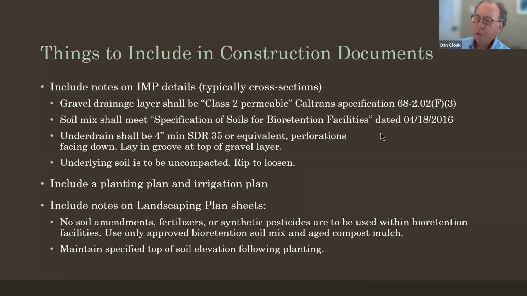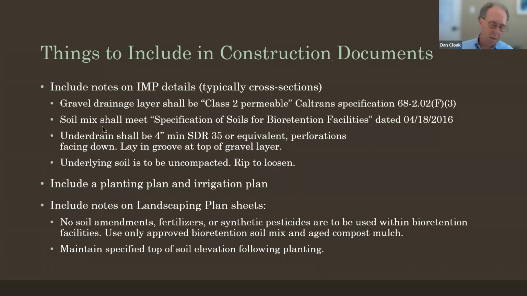So this is actually some things that come out of experience and are recommended. I think this goes probably a little bit beyond what is in the manual right now, but just from having reviewed stormwater control plans, it's really great if you can have these notes on the details for the bioretention facilities. Calling out the Caltrans specification for the Class 2 perm, so we can confirm what's ordered and what's delivered.